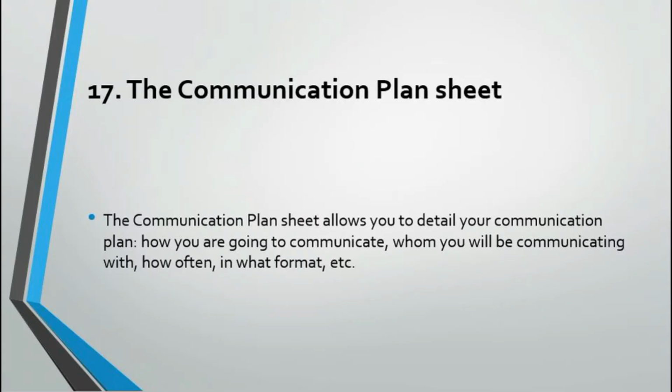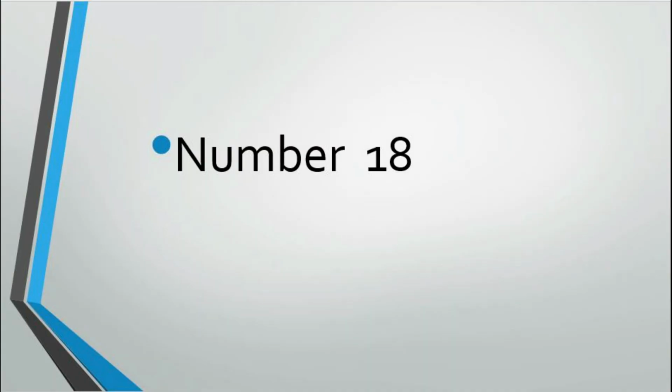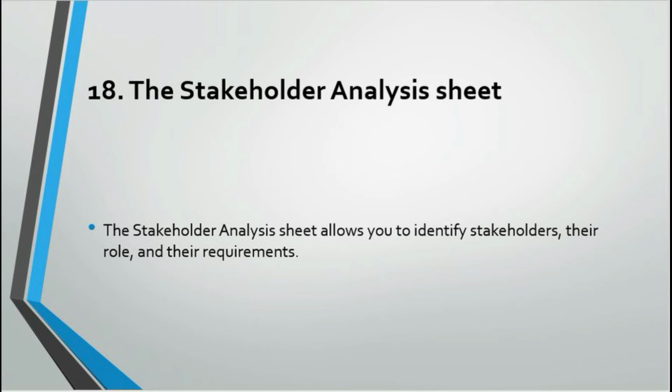And then number 17 is the communication plan, which allows you to detail your communication plan: how you're going to communicate and whom you will be communicating with, how often, in what format. And then number 18 is the stakeholder analysis sheet, which allows you to identify the stakeholders, their roles and responsibilities.